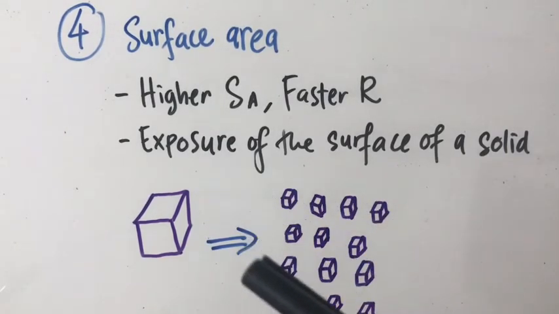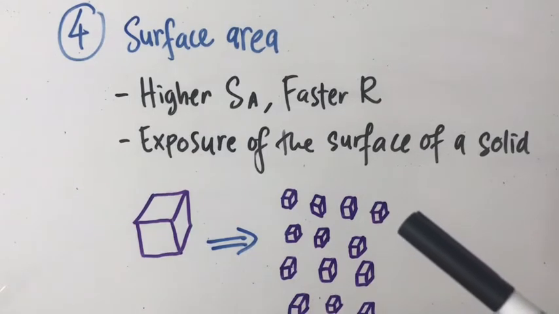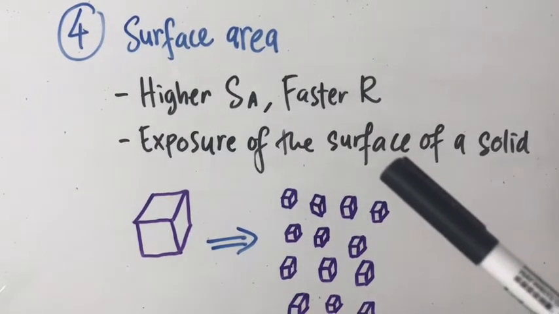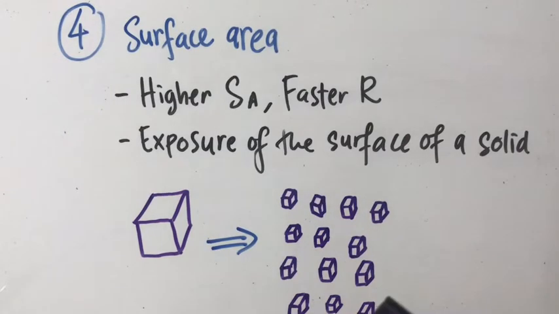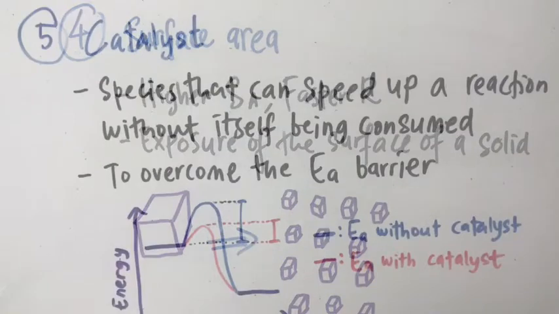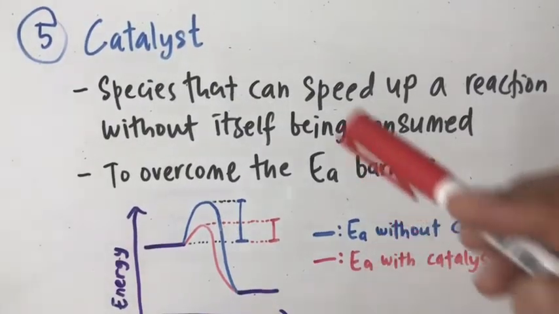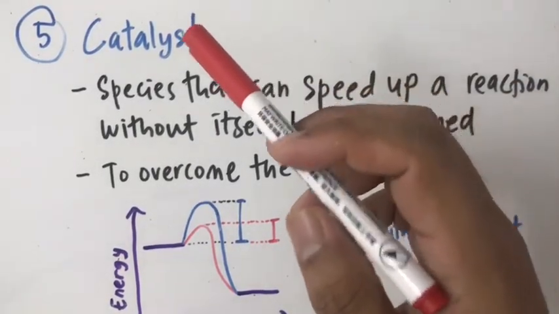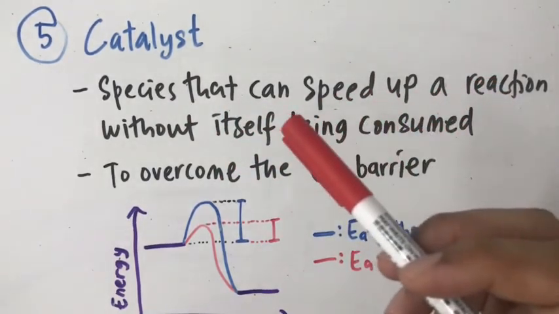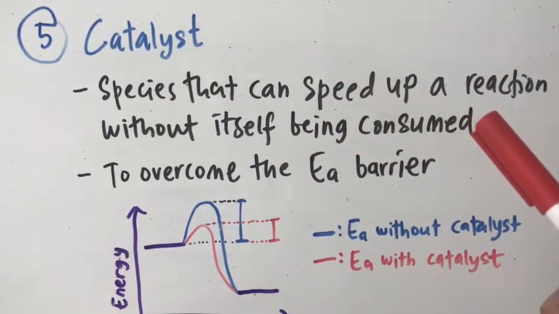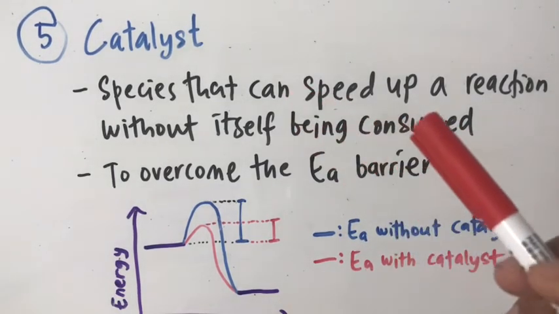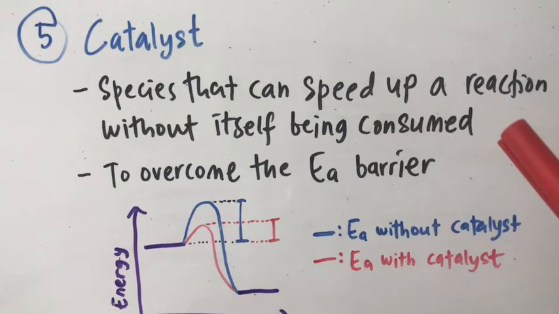The smaller the pieces, the larger the surface area, meaning that there will be higher possibility of collisions among the reactants molecule and greater chance of reactions. The fifth factor is by the involvement of catalyst. Catalyst is a species that can speed up a chemical reactions without itself being consumed in the reactions, meaning that the mass or concentration of the catalyst is the same before and after the reaction takes place.